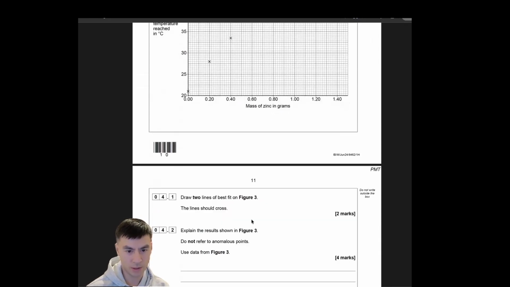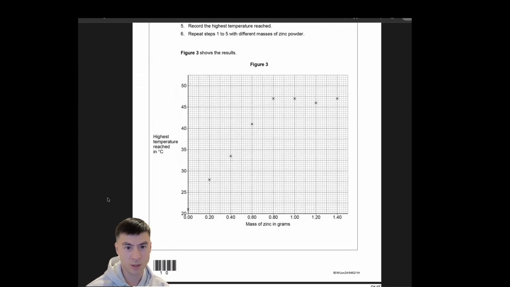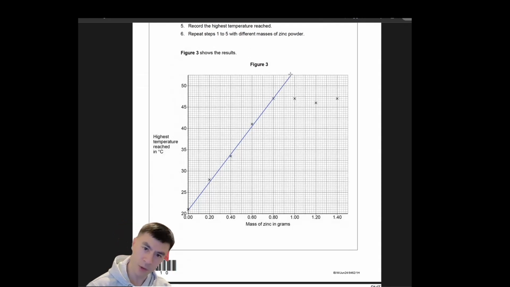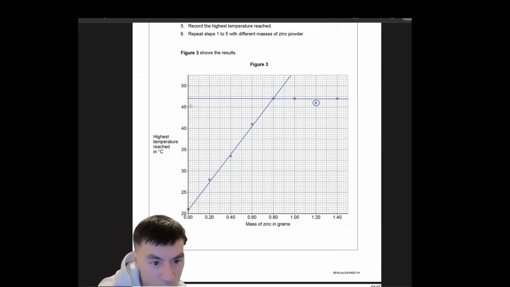Part 1. Draw 2 lines of best fit in figure 3. The lines should cross. For the line of best fit, the reaction at the start slopes upward, so the line slopes upward. In your exam, remember to use a ruler, roughly through the middle. The other line is actually a straight line, where those 3 points meet: 0.8, 1 and 1.4 are okay. But why does 1.2 drop down? That is an anomaly, maybe a small recording mistake. The two lines should cross. Yes, they cross here at 0.8 grams, rising to 45, 46, 47, 48, 49, 47 degrees.